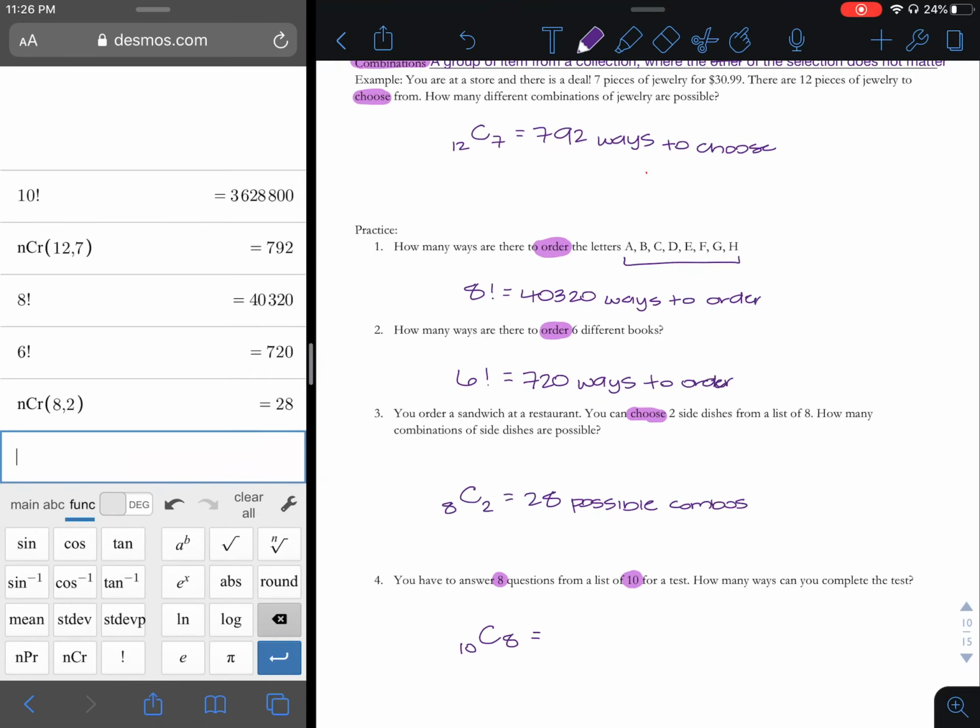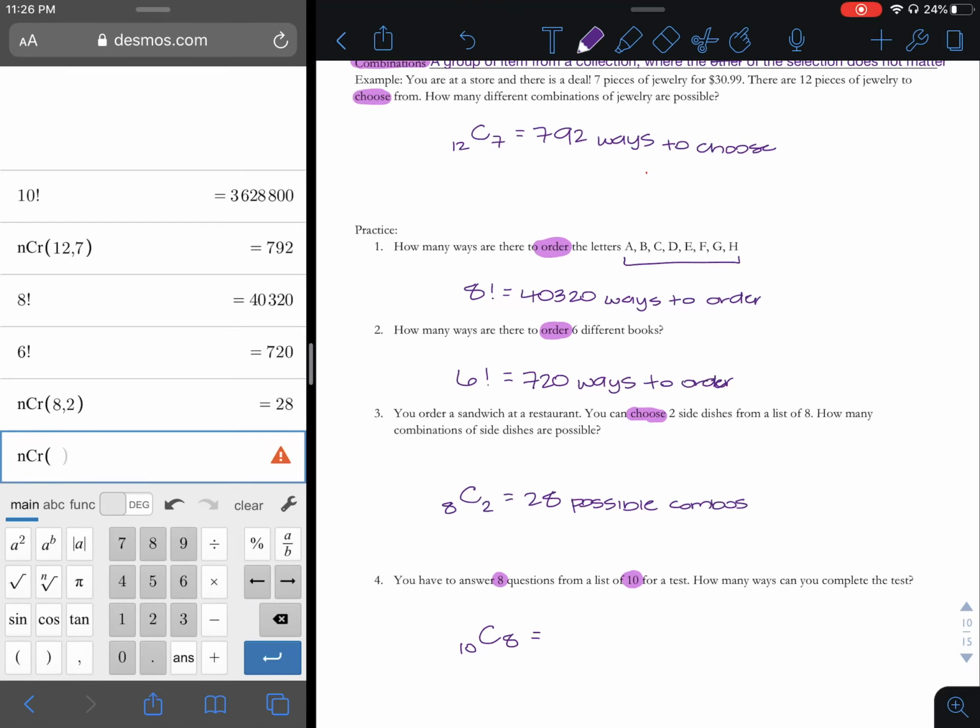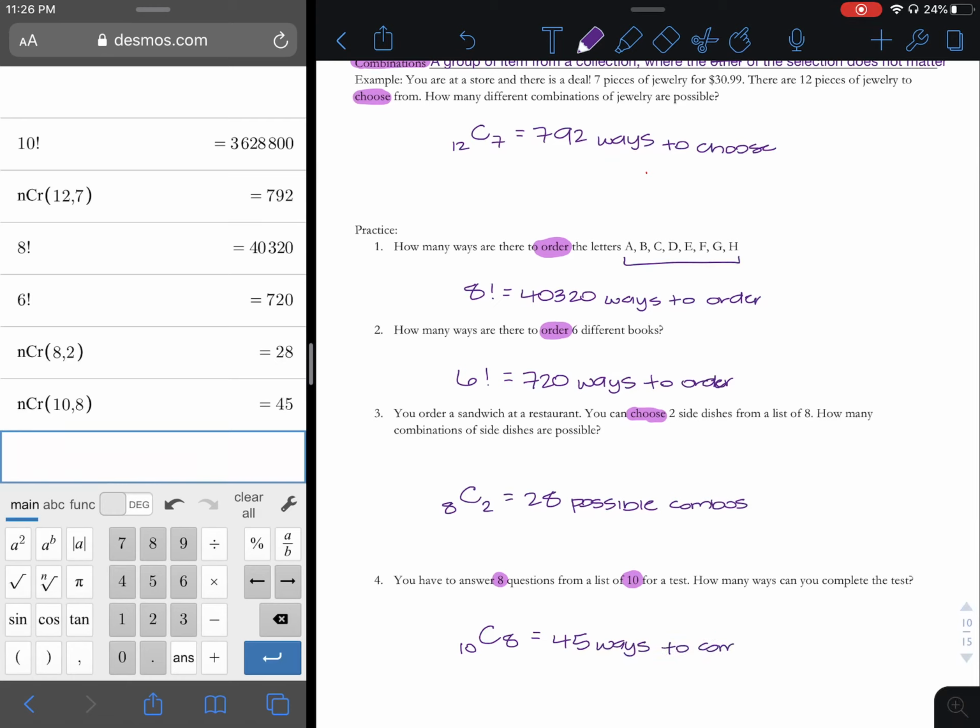I'm going to go to my function, click that one there on the bottom, nCr. I have 10 choose 8, close my parentheses. Again, that comma is very important. In this case, I have 45 ways to complete my test. Okay, hopefully this is getting a little bit easier.